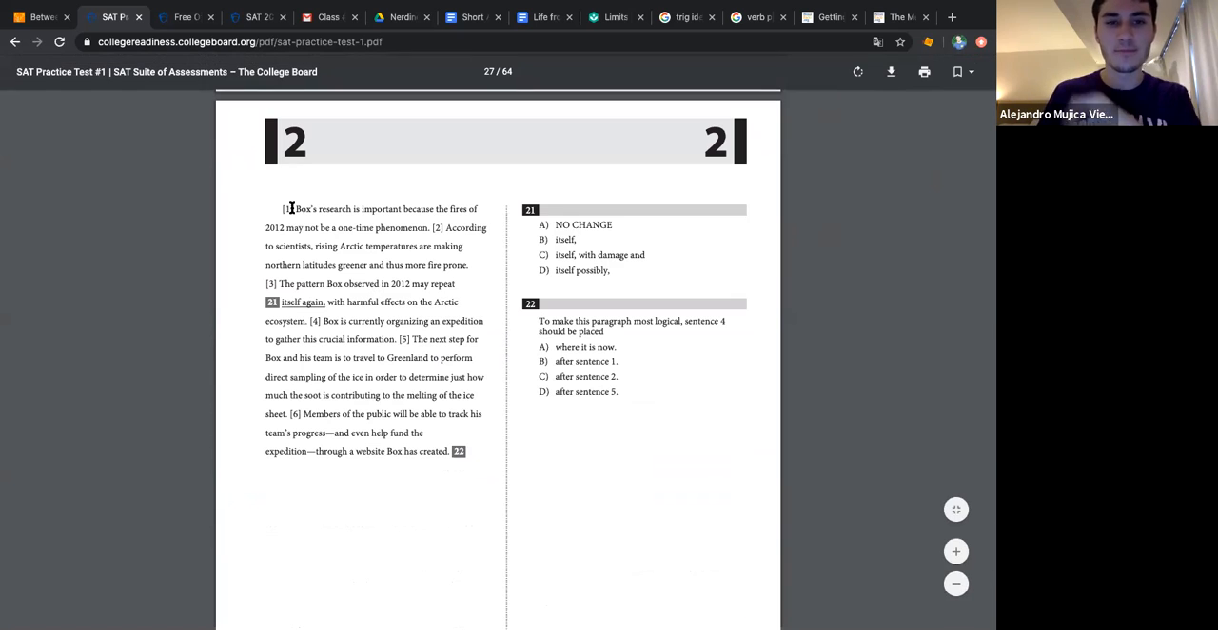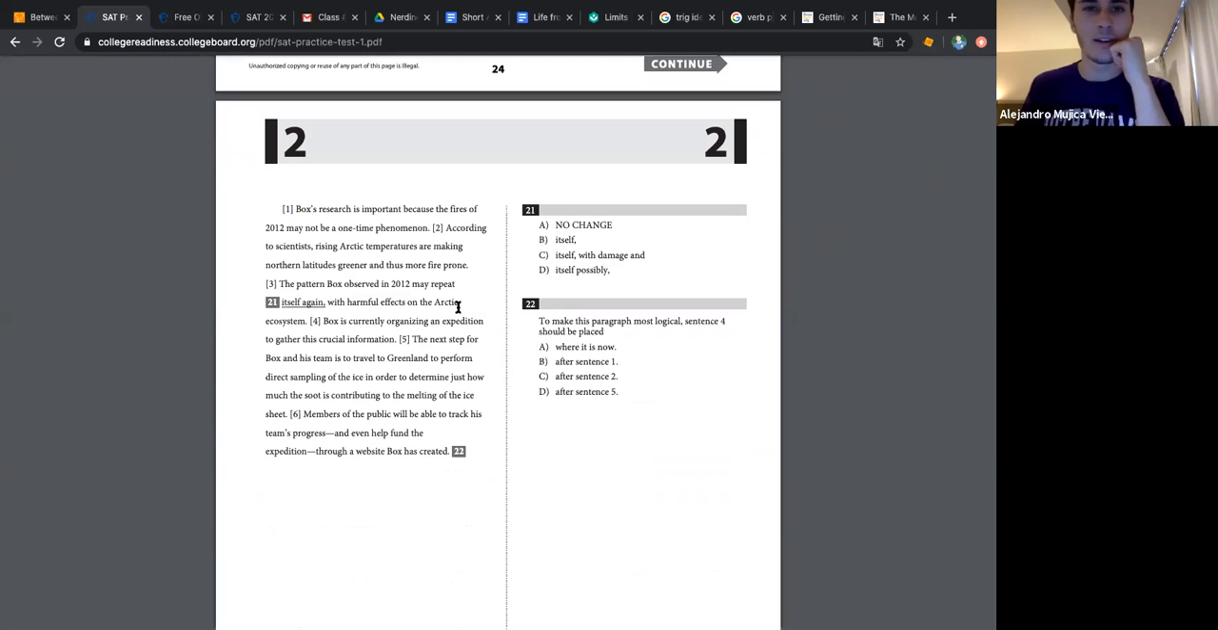So look at this. You know what's coming. Okay. Box's research is important because the fires of 2012 may not be a one-time phenomenon. According to scientists, rising Arctic temperatures are making northern latitudes greener and thus more fire-prone. The pattern Box observed in 2012 may repeat itself again with harmful effects on the Arctic ecosystem.